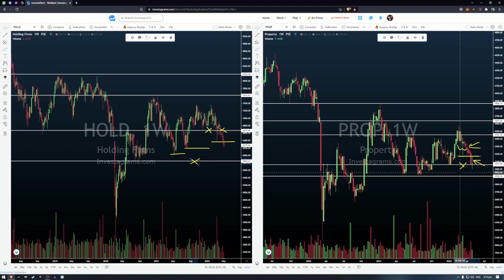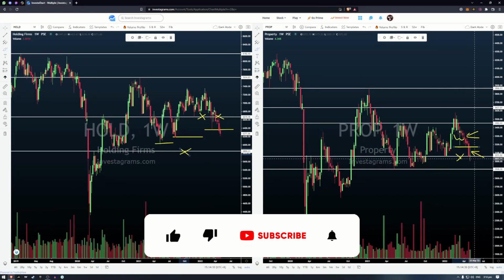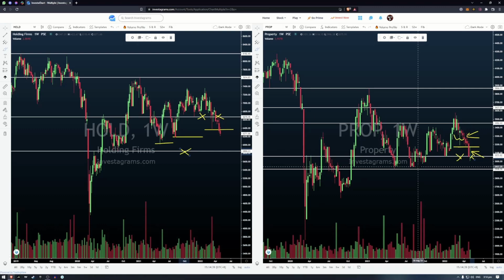Again, minsan talaga parang color by numbers, no? Tested the range lows. Tapos, bumalik. Bumalik tayo ulit dito around the same area of support. So, for both cases, we're looking at price possibly digging in deeper. Sa case ng holdings, baka balikan niya yung main level of support natin at 5,850. And then dito naman sa property is we're thinking baka mabasag na tong support at 3,000 more or less at baka balikan natin yung support natin at 2,900.